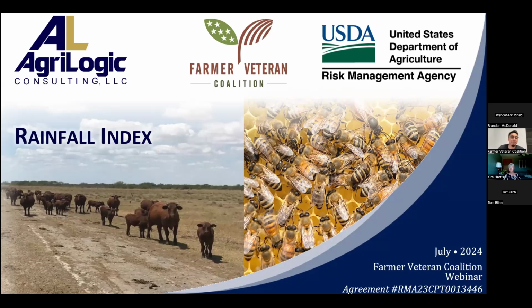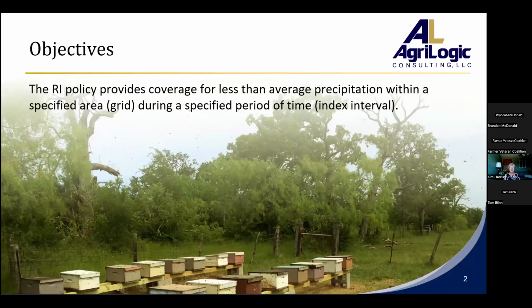Kim, take it away. All right. Well, good morning, everybody, and thank you for joining us for this webinar. In the titles of everything, we've called it PRF and apiculture, but in reality, the overall policy is called the Rainfall Index policy. As you can imagine, it covers a lack of rainfall. So we're going to talk through it and see how it works and cover all of the ins and outs of the policy.